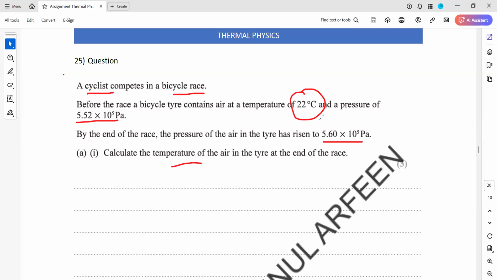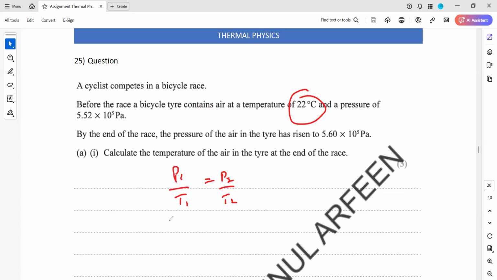We need the temperature, so we can use the pressure law here. It's fine because the other parameters were not said to be changing. So we can say P1/T1 = P2/T2. That's one way of doing it. But remember one thing, the SI unit of temperature is Kelvin. So if you see a degree centigrade in any question, you're supposed to convert it into Kelvin.